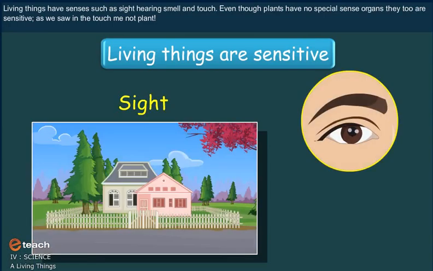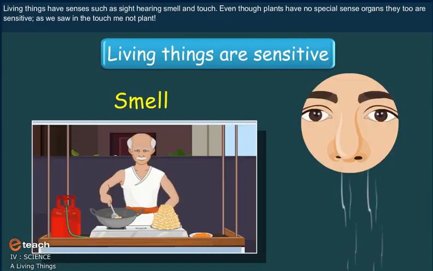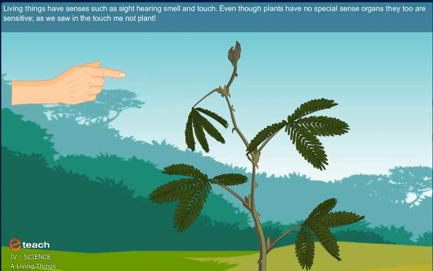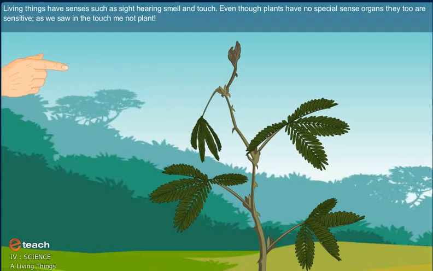Living things have senses such as sight, hearing, smell, and touch. Even though plants have no special sense organs, they too are sensitive, as we saw in the touch-me-not plant.